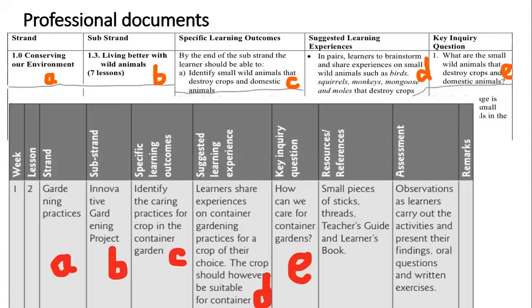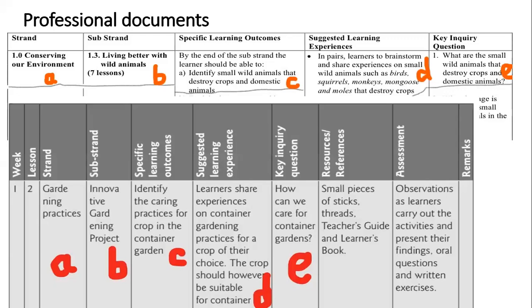The sub-strand B comes under your scheme of work. The specific learning outcomes in the design will be the specific learning outcomes in your scheme of work. So C goes with C. Suggested learning experiences will be the same ones in the scheme of work. You draw them from the curriculum design into your scheme of work. Then, of course, you have your key inquiry questions. You just pick them and put them in there, although these days we are being asked to modify them, put in a bit of your own creativity and think about the learner.